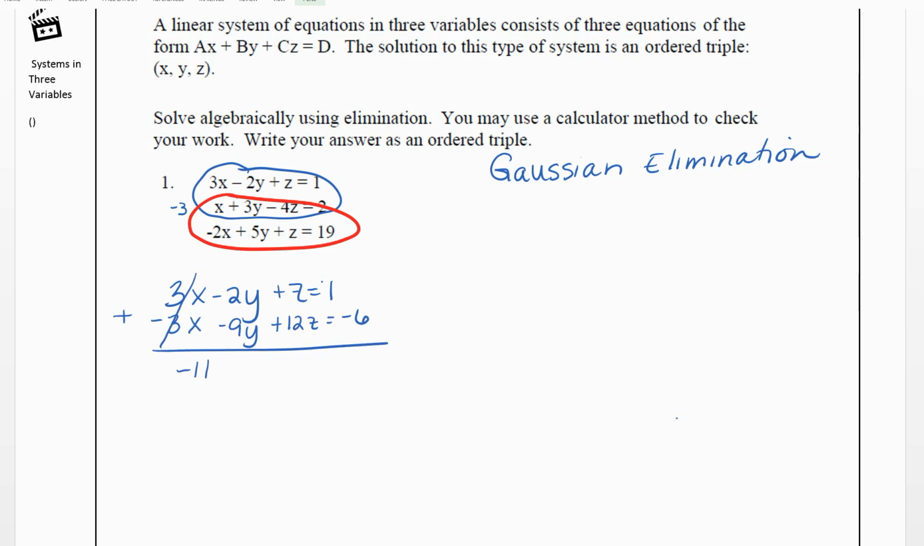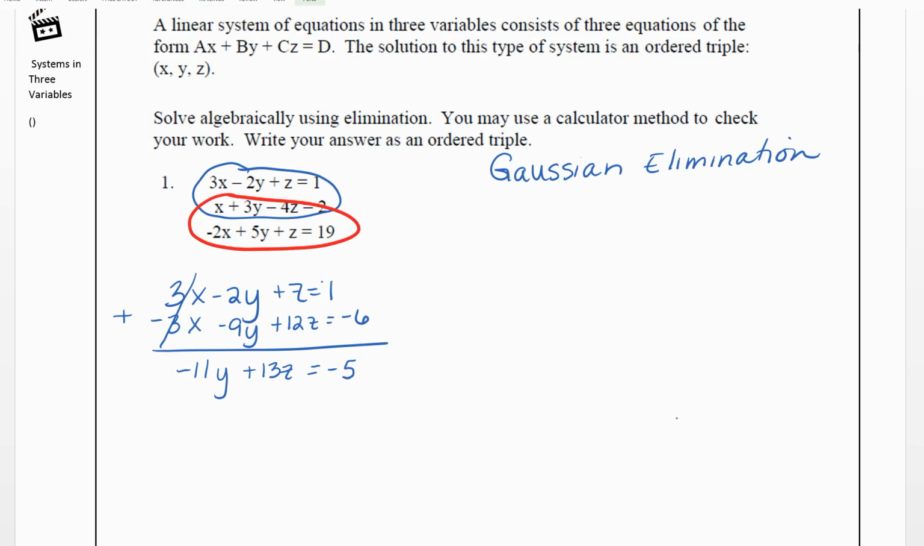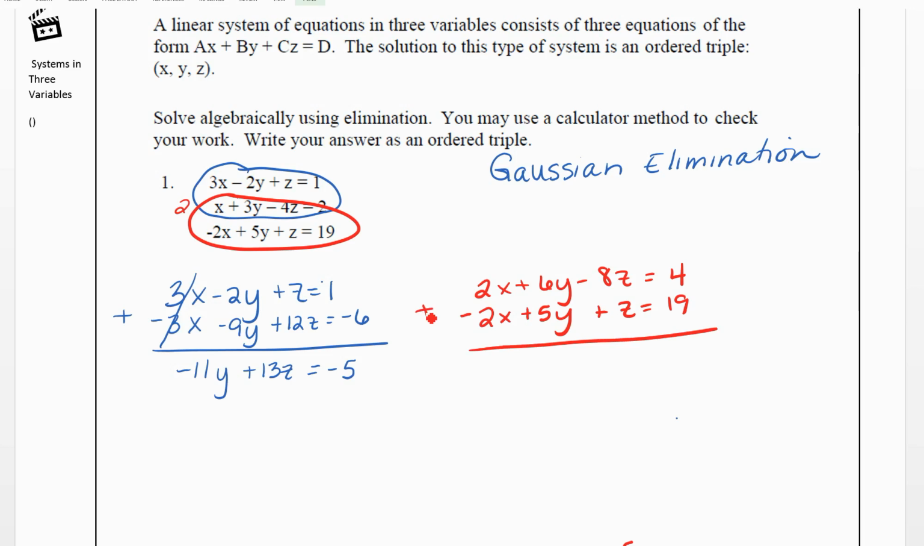So we get -11y plus 13z equals -5. Okay, now I want to look at what I circled in red. I'm going to multiply through the second equation, the top one in red, by 2, so that we have 2x plus 6y minus 8z equals 4. And then I'll bring down that third equation, 2x plus 5y plus z equals 19. Now we're going to add those, and you'll see that we've eliminated the x's.